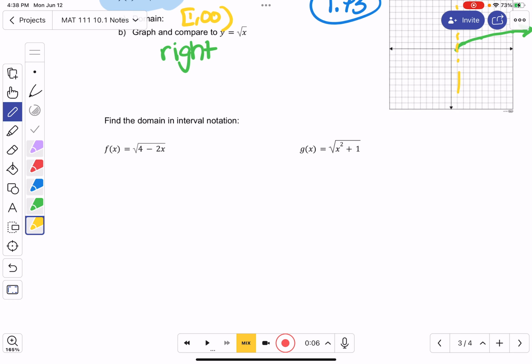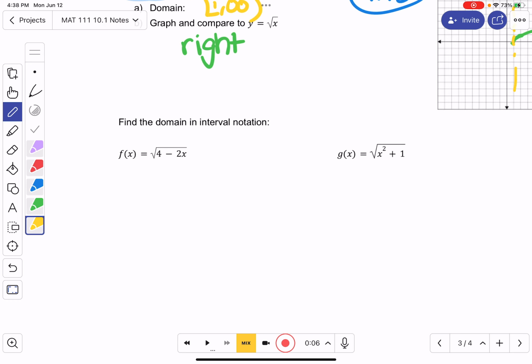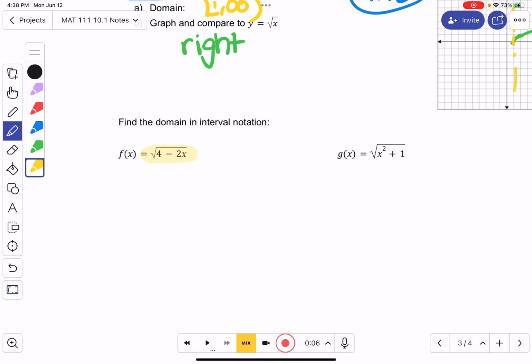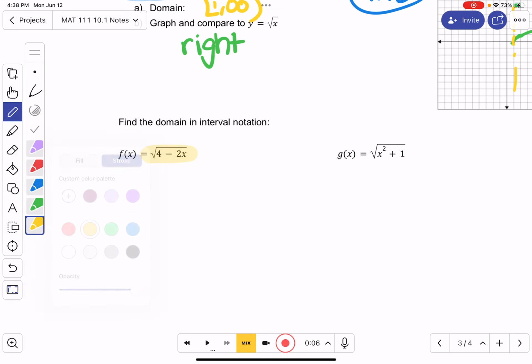If you remember back, the domain, you can't have a negative under your radical. So the domain is when this is greater than or equal to 0, because you can have 0. So you would just take whatever's under the radical and write greater than or equal to 0.